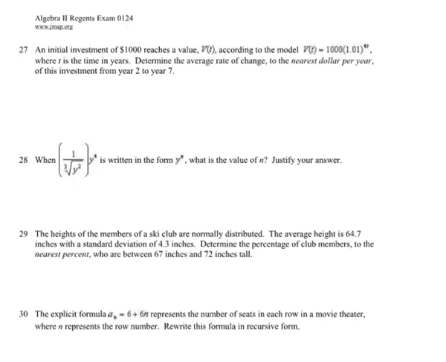All right, an initial investment of $1,000 reaches its value v of t according to the model v of t equals 1,000 times 1.01 to the 4t, where t is the time in years. Determine the average rate of change to the nearest dollar per year of this investment from year 2 to year 7. As soon as you guys see average rate of change, you should be thinking slope formula.